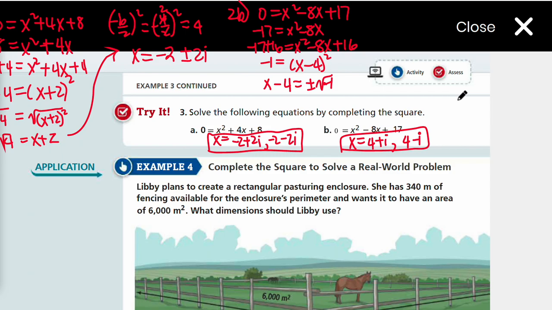Okay, so that was example 3, try number 3. We will continue with the next problem in the next video.